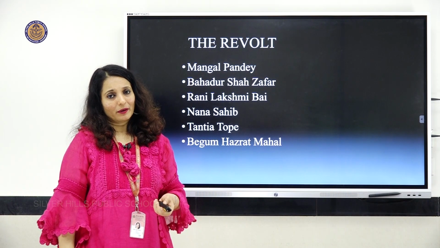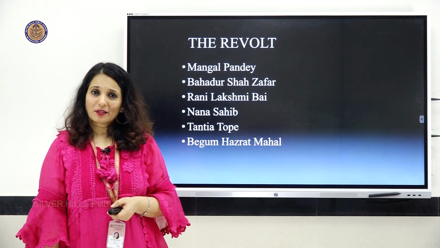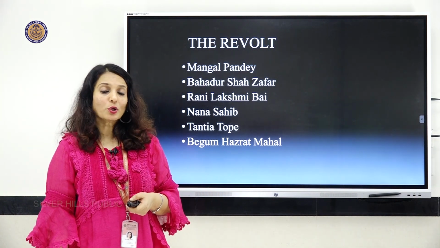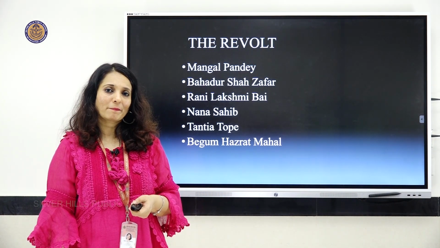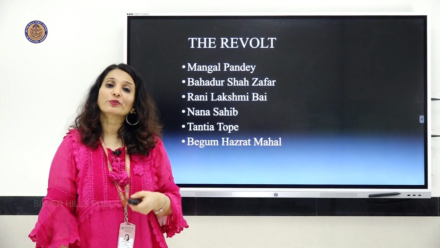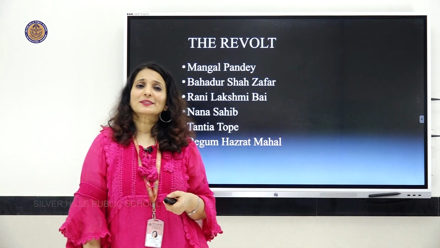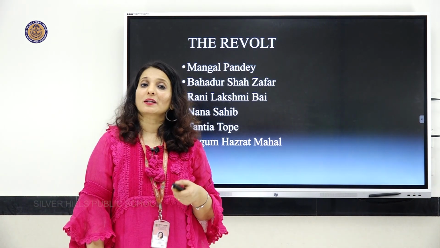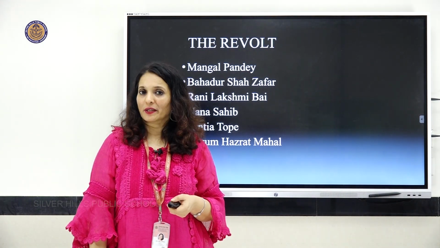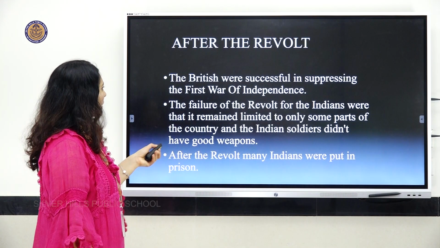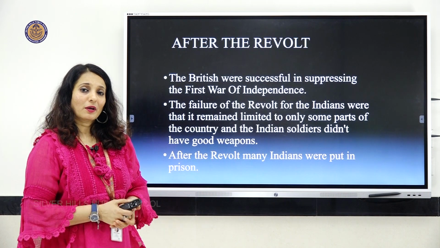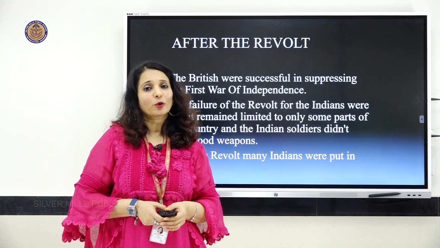Rani Lakshmi Bai was the widow of the Raja of Jhansi. Now, the Raja of Jhansi, the king of Jhansi, they didn't have children, but they adopted. But the British refused to recognize, to acknowledge the adopted son as the next heir of Jhansi. So Rani Lakshmi Bai started fighting against the British. Now, the revolt continued for almost a year, till the 10th of June in Gwalior.